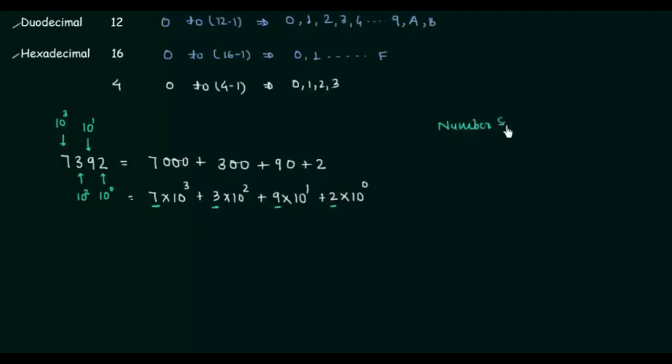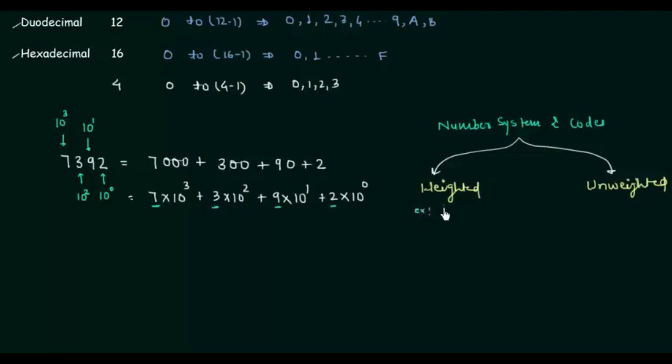So the number systems and codes we can categorize into two groups. The first one is weighted, and the second one is unweighted. In weighted, we have a few examples. The first one is the decimal number system, which we have seen here.